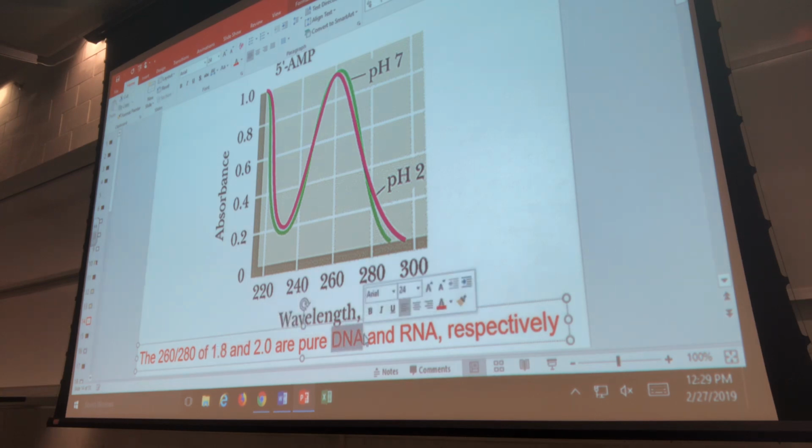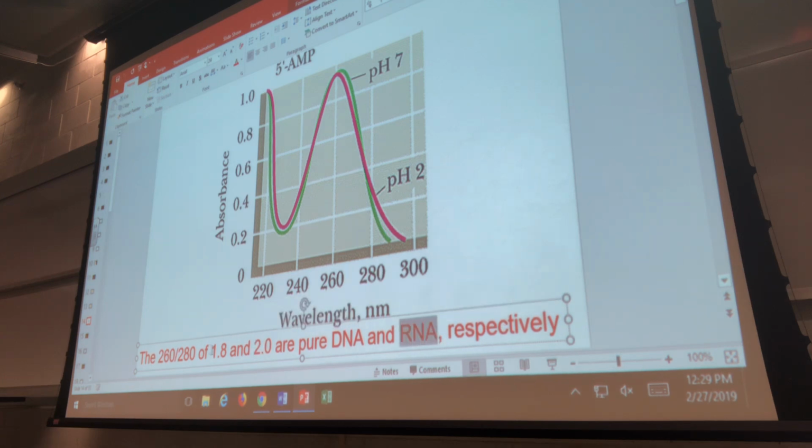Okay, so again, that ratio between the absorbance at 260 nanometers divided by the absorbance at 280 nanometers, the machine calculates automatically. And if it comes out to 1.8, it means you have pure DNA, and if it comes out to 2.0, it means you have pure RNA.